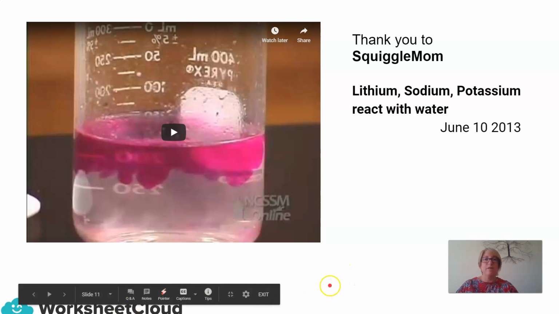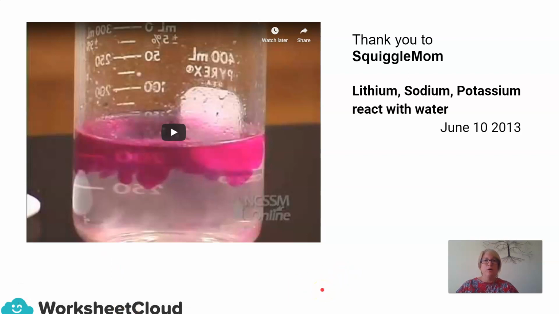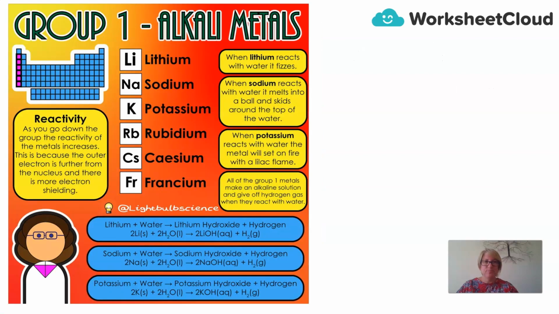So thank you again for that clip. I know that there were some mentions about indicators and hydroxides. We will mention that when we get to acids and bases later on this year. So let's focus on the group 1 alkali metals. And I found this wonderful picture by Light Bulb Science. So thank you to them that I could use this beautiful image to help explain alkali metals to you.